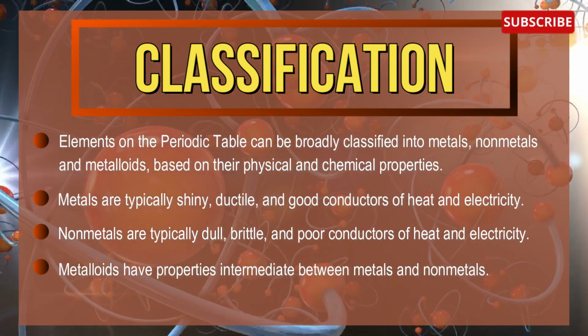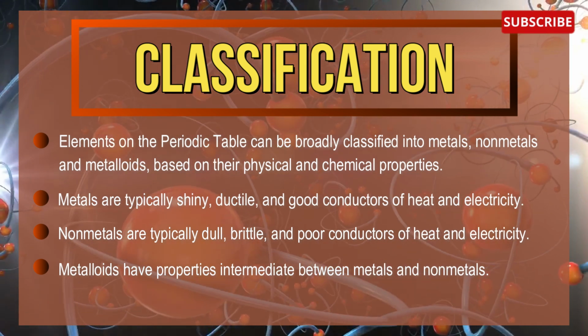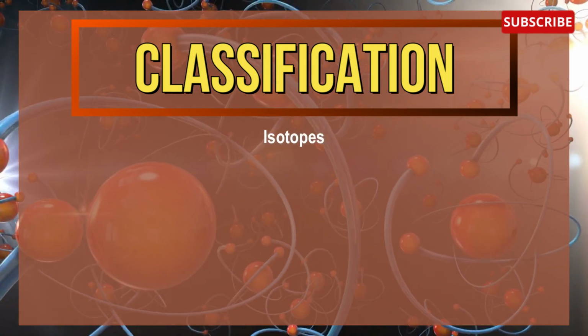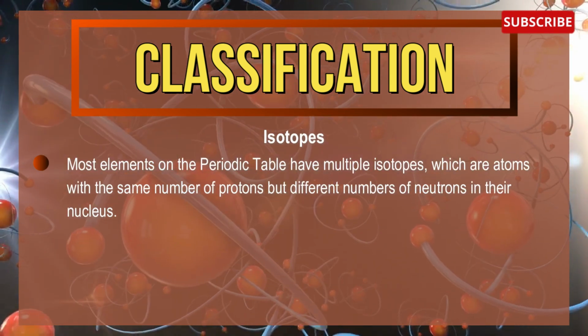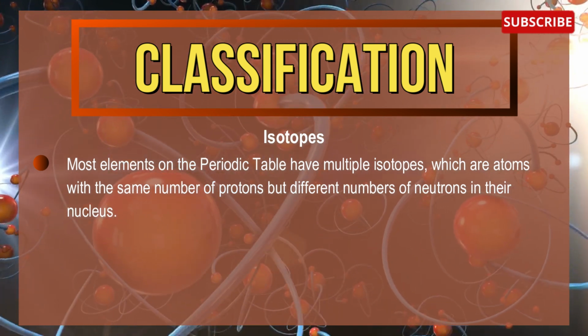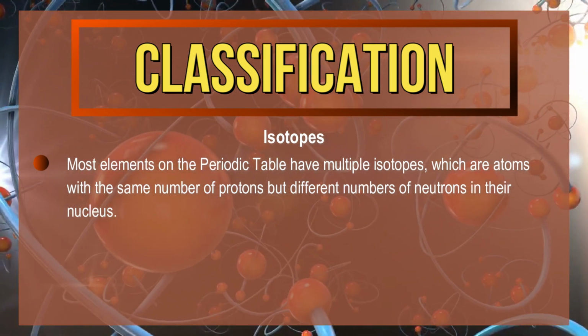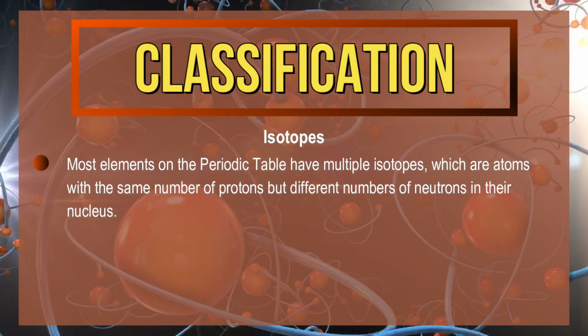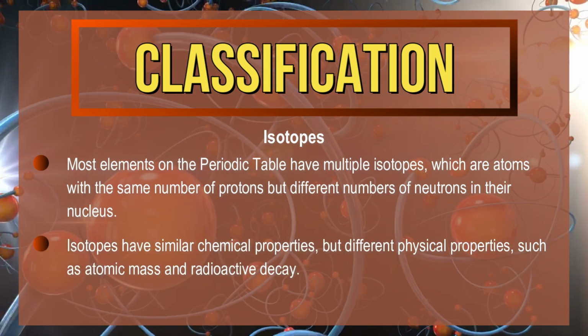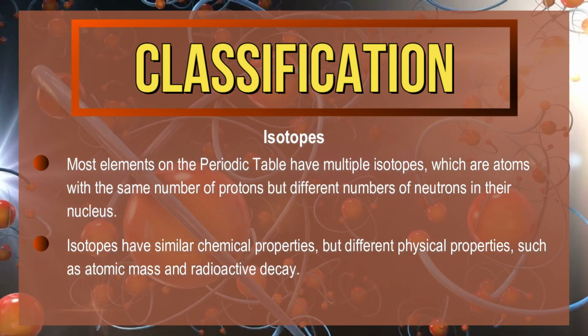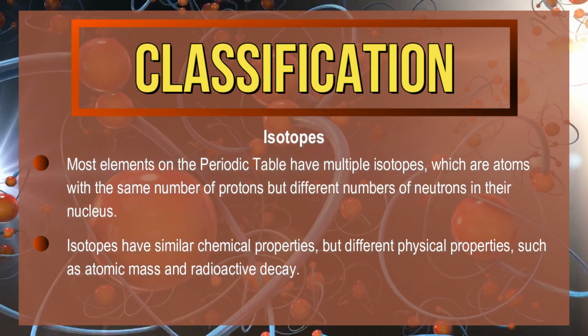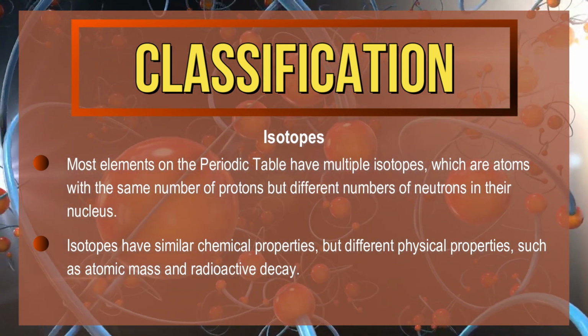Metalloids have properties intermediate between metals and nonmetals. As for isotopes, most elements on the periodic table have multiple isotopes, which are atoms with the same number of protons but different numbers of neutrons in the nucleus. Isotopes have similar chemical properties but different physical properties such as atomic mass and radioactive decay.